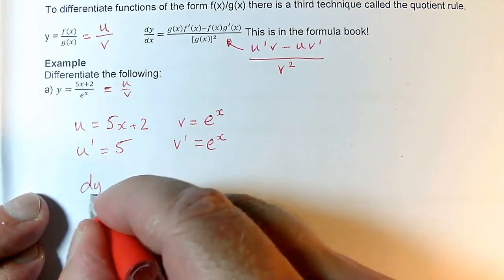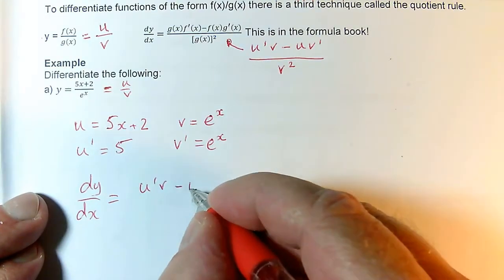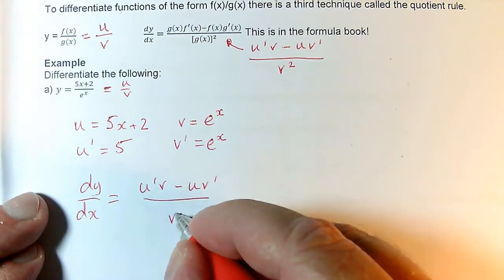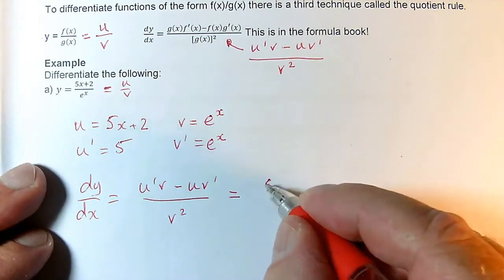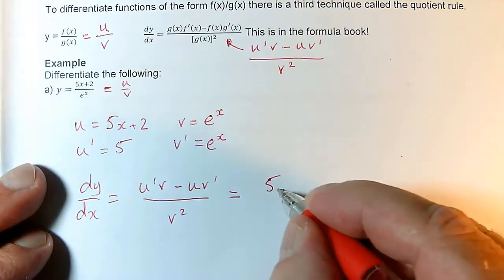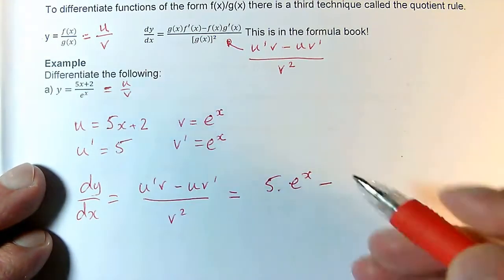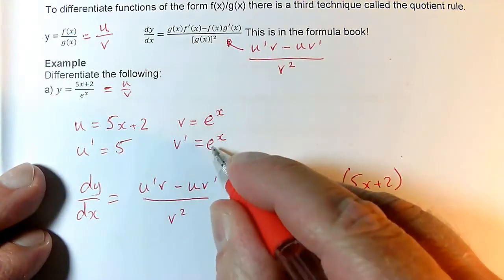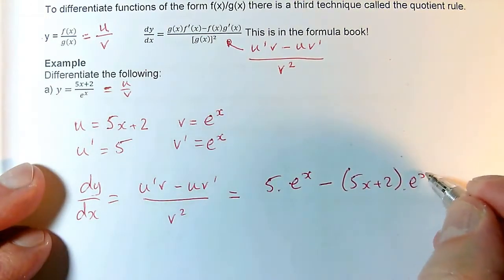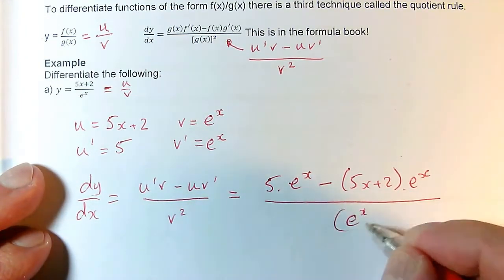So my dy by dx equals u dashed v minus uv dashed all over v squared, which is u dashed v, 5 times v is the first e to the x, minus uv dashed, so that's a bracket of 5x plus 2, times v dashed, which is also e to the x, all over v squared, so all over e to the x squared.